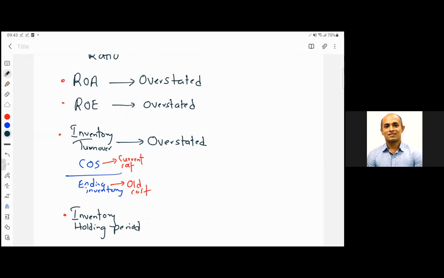Inventory holding period. When turnover is overstated, what is the impact on the inventory holding period? You calculate inventory holding period as 365 divided by turnover. So when inventory turnover is overstated, inventory holding period is understated.